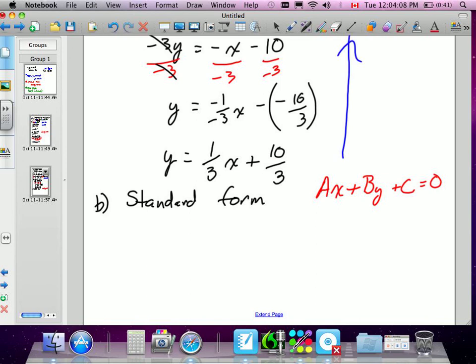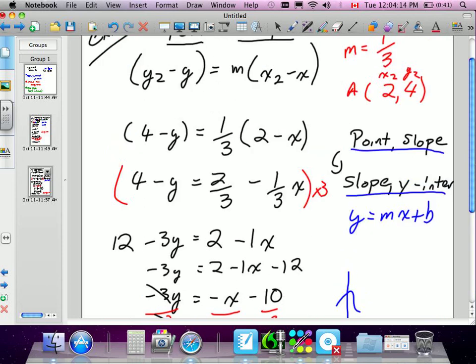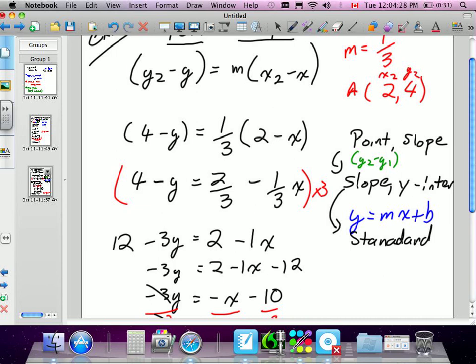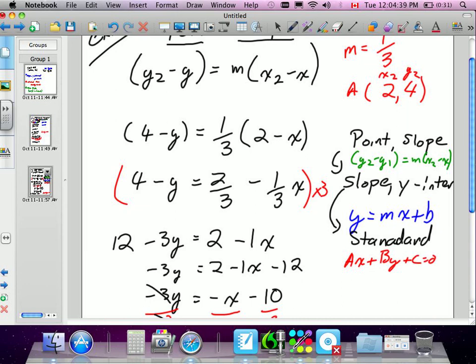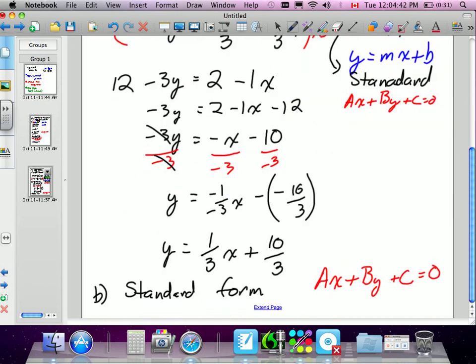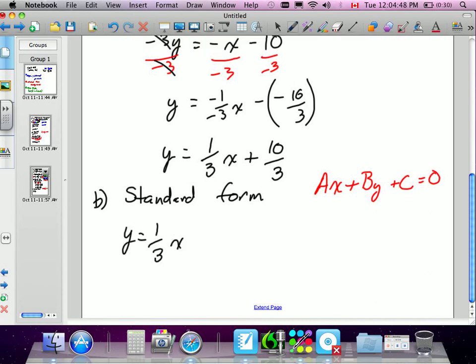There we go. So, we went from point slope to slope y-intercept, and now we're going to standard. And we'll write those little equations in there, just so you guys remember them. y2 minus y1, mx2 minus x. Standard is ax plus by plus c equals 0. Okay, so to turn our above equation, we're still working with the same one, y equals 1/3 x plus 10 over 3, into standard form.